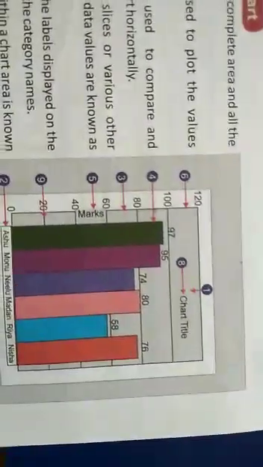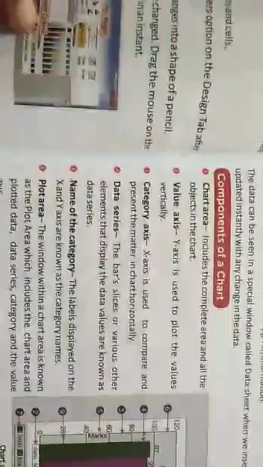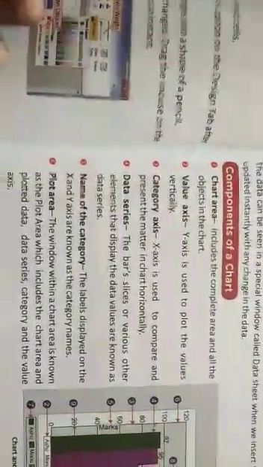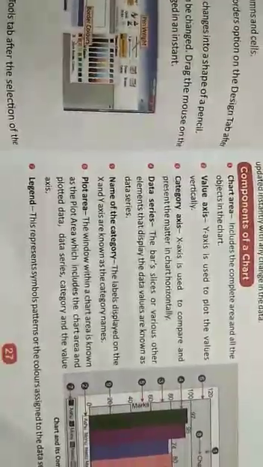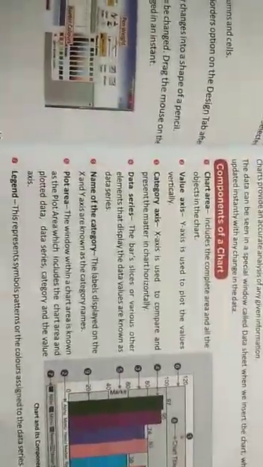Next, fourth is data series. These bars, slices or various other elements that display the data are known as data series. Fifth is the name of the category, the label displayed on the X axis and Y axis.